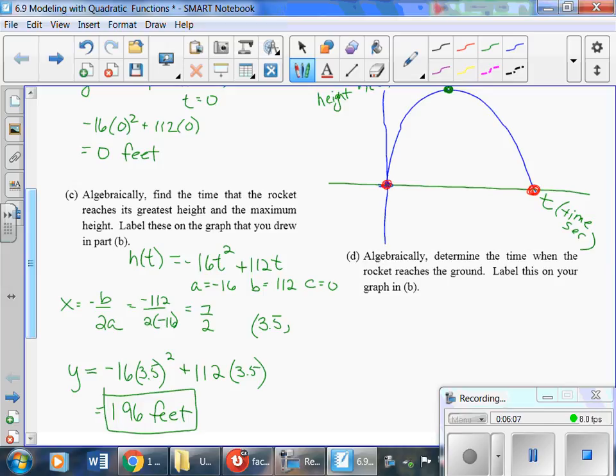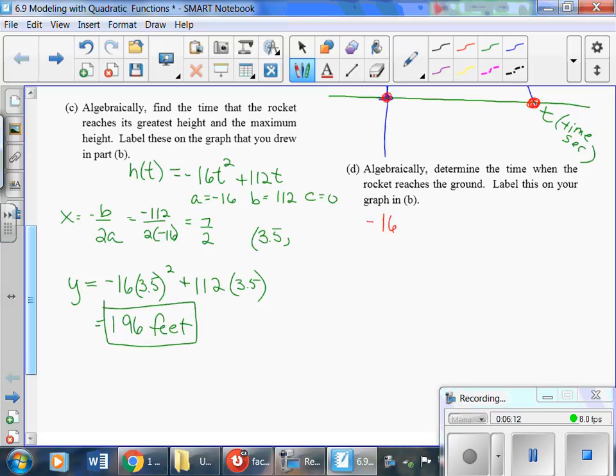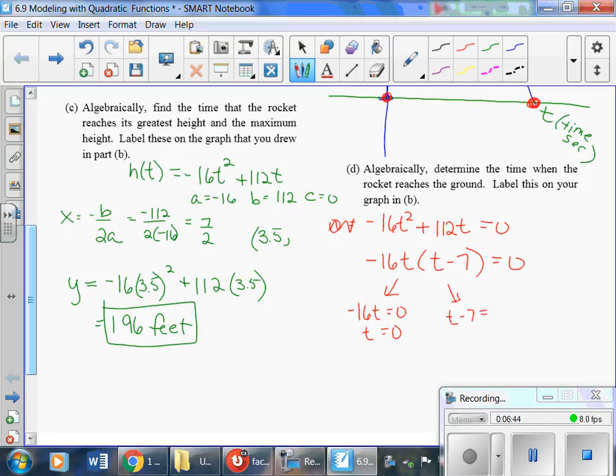So again, you have to do this by factoring it, just like in our previous lessons. So we have negative 16t squared plus 112t. Always, we're going to set it equal to 0, and you can put it on this side if it bothers you over here. So look for that GCF. The greatest common factor in this case is negative 16, and I can pull out a t. That leaves me with t minus 7 equals 0. So I know negative 16t is equal to 0 because I knew this already. I know t is equal to 0, but the other one is t minus 7 equals 0. So t has to equal positive 7.